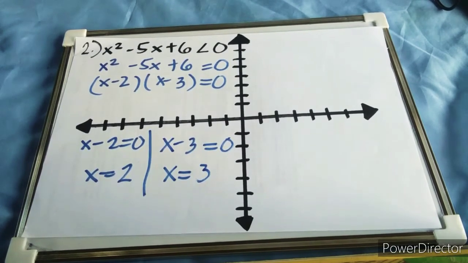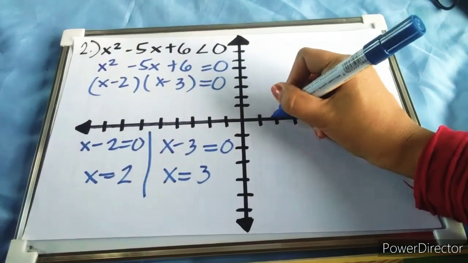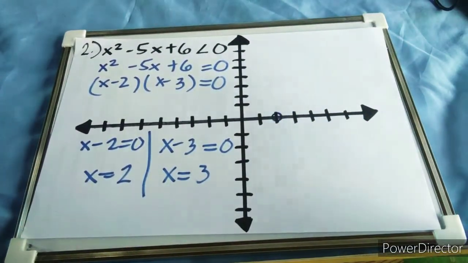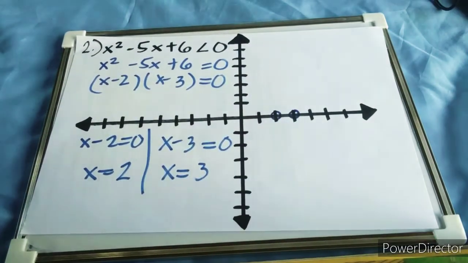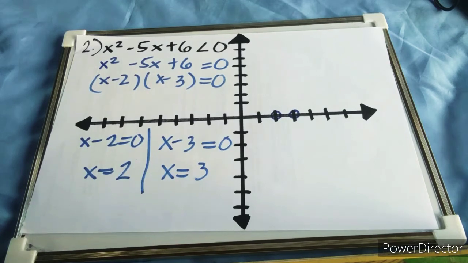The next thing that you should do is to plot the following points on our Cartesian plane. Positive 2 is located on the positive x-axis, so we use an empty circle. And then positive 3 is also on the positive x-axis, so this is positive 3. The next thing that you should do is to connect the 2 points forming a parabola. We use the parabola opening upwards, so we have this one.